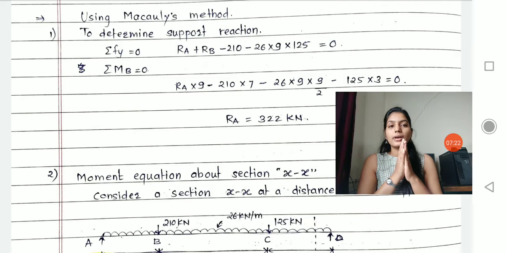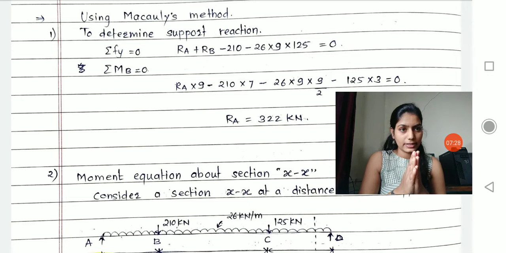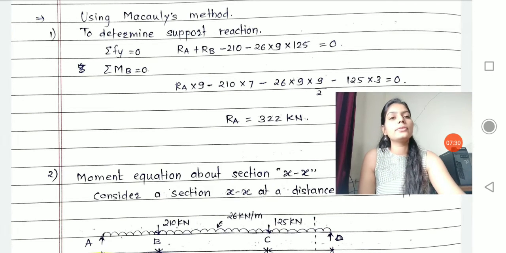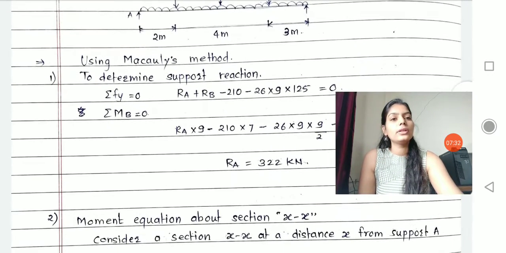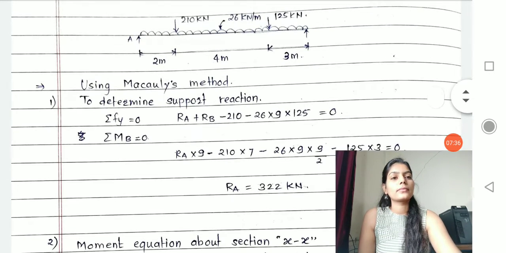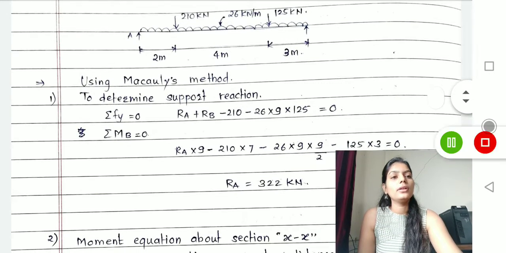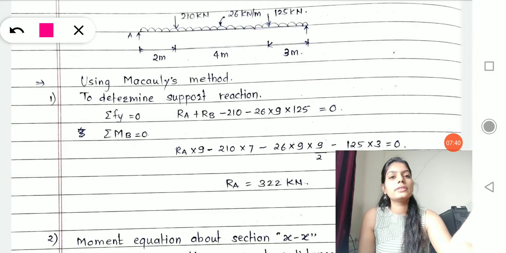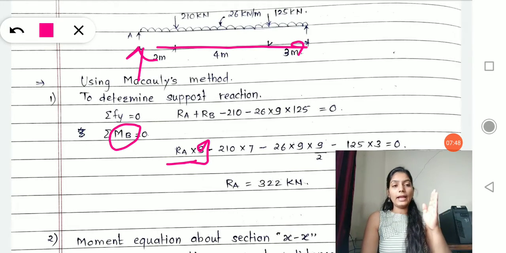For moment, you always remember, moment is force into perpendicular distance. Force is given to you. See here, I'll take this one. So your first force is reaction RA. So RA into total distance 9. Why 9? Because I am calculating moment at point B.